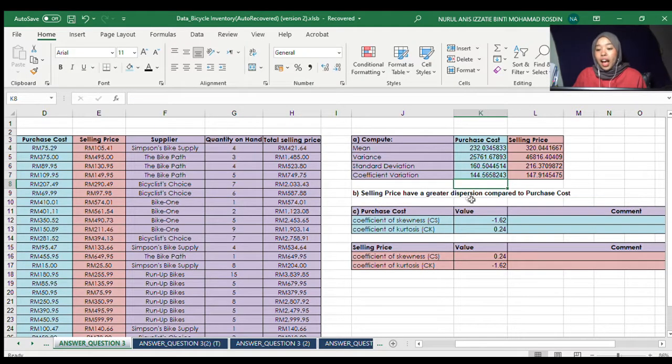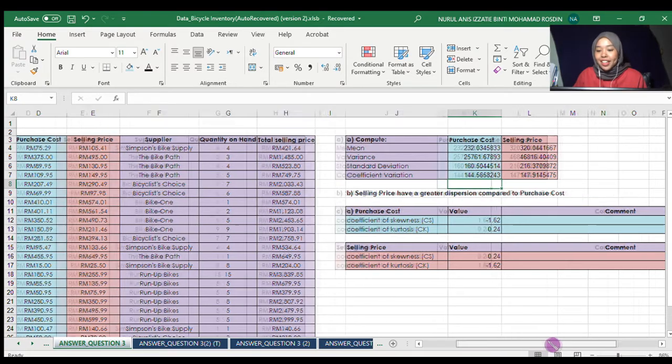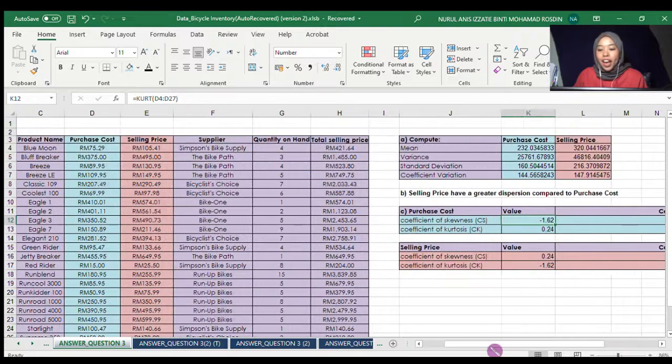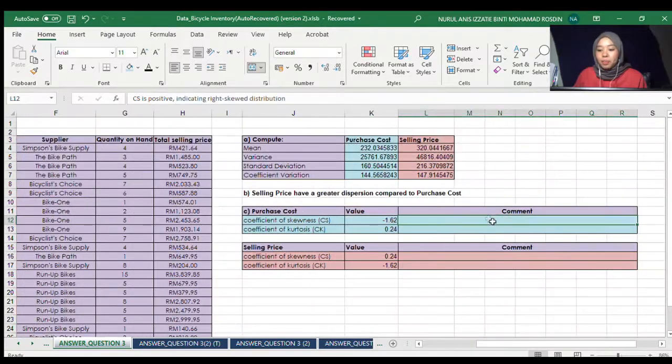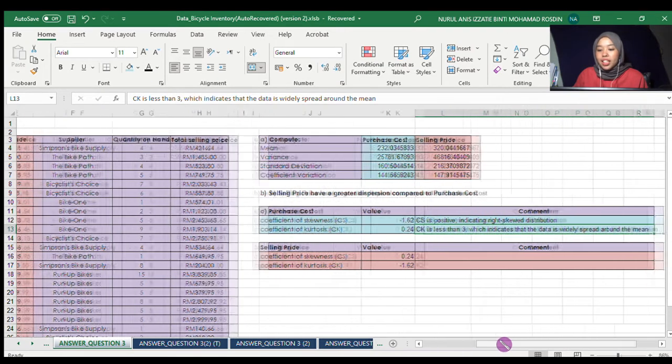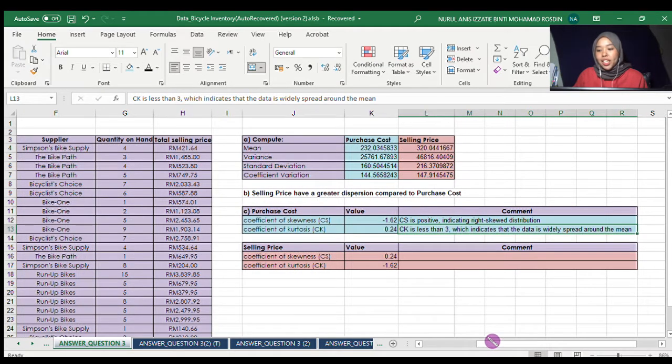For B, selling price has a greater distribution compared to purchase cost. And we move to C. For CS, we use our formula SKEW and drag the purchase cost table range and enter. So for the comment, CS is positive, indicating right skewed distribution. For CK purchase cost, we use a formula KURT and drag the purchase cost table range and enter. For the comment, CK is less than 3, which indicates that the data is widely spread around the mean.